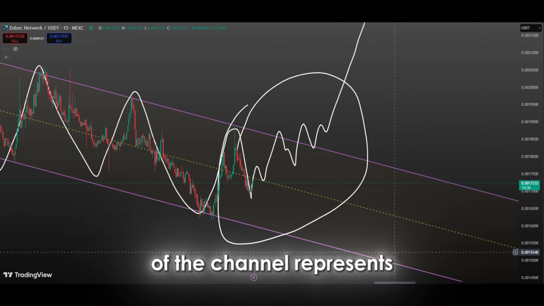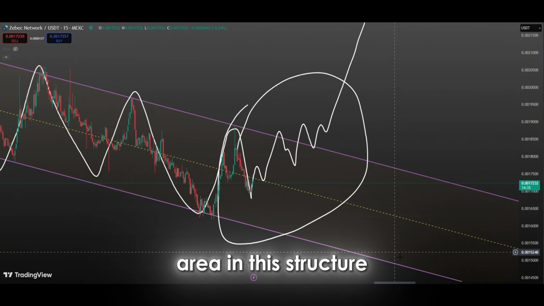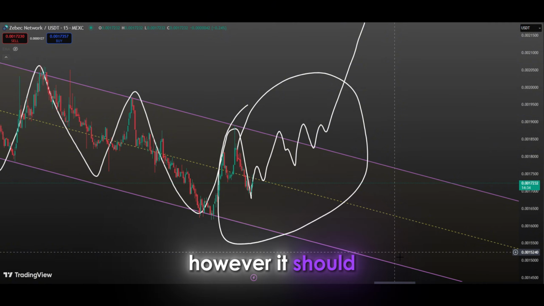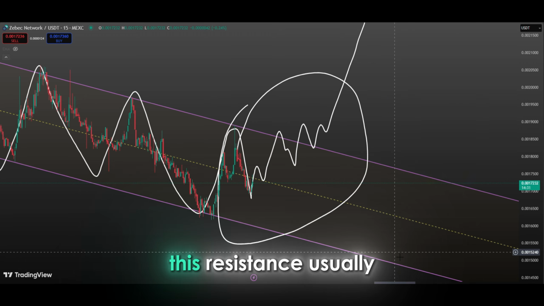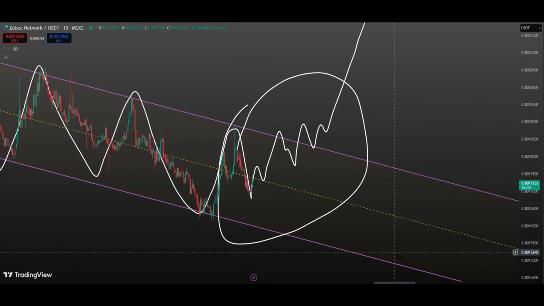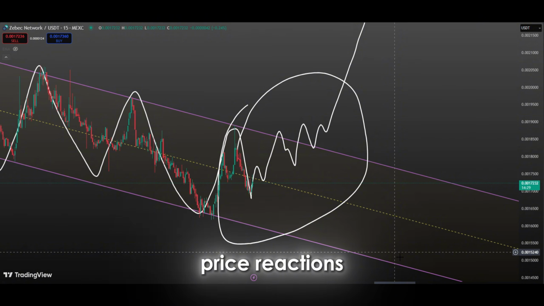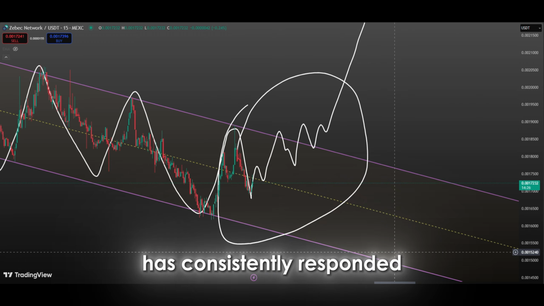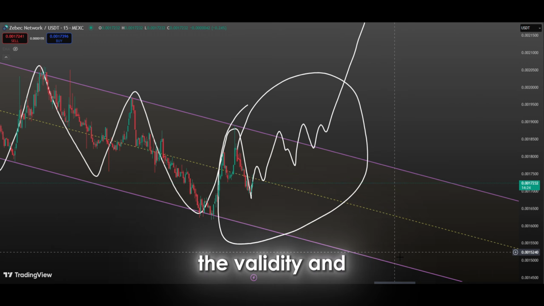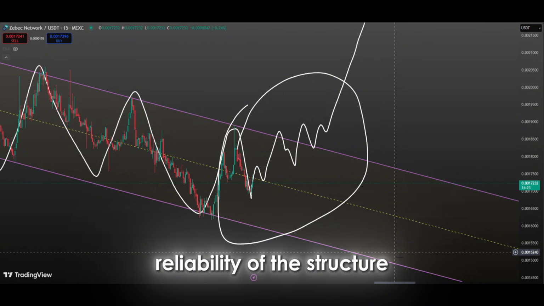The upper band of the channel represents the strongest resistance area in this structure. However, it should be noted that once the price breaks above the midline, this resistance usually becomes the next target. When analyzing previous price reactions within the channel, it is clear that these bands have been technically respected, and price has consistently responded to them. This increases the validity and reliability of the structure.